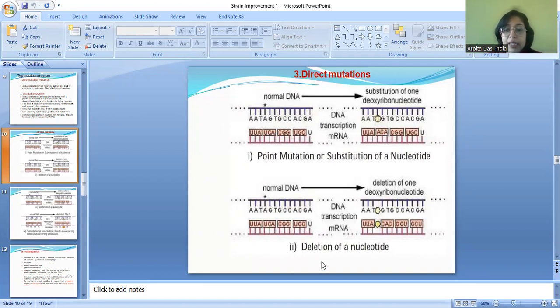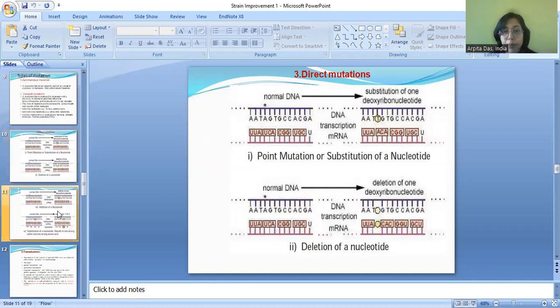Now, again, this is a deletion mutation. This is a normal DNA, and in the same position a deoxynucleoside has been removed. As it is removed, this triplet codon will no longer work. Initially it was UCA, now there is one deletion, so it created CAC. So this is a type of mutation we have discussed.